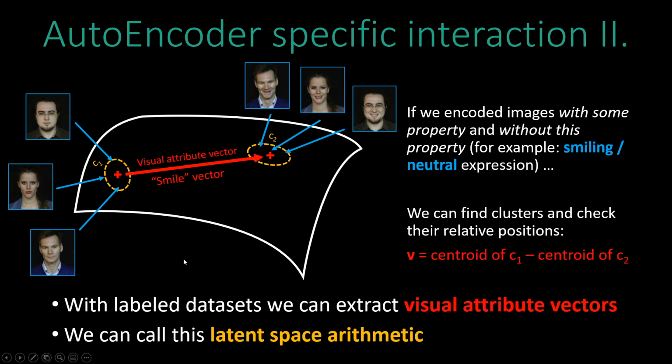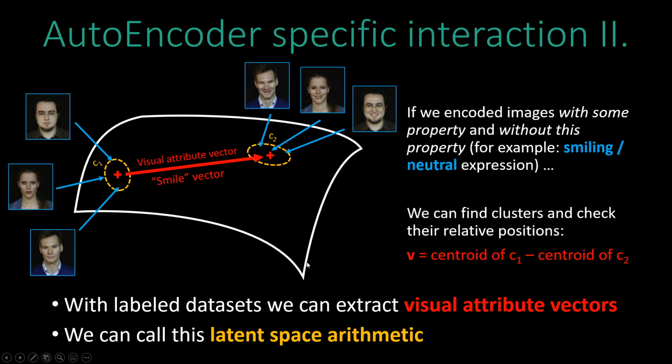This is called latent space arithmetic, because we are doing some math in the latent space. And these individual vectors are called visual attribute vectors. So we have chosen the visual attribute of smile and extracted it from the dataset as one dimension that we can move images on.